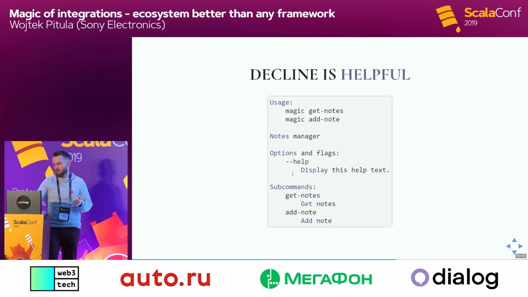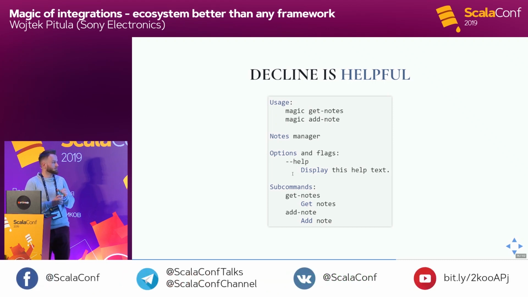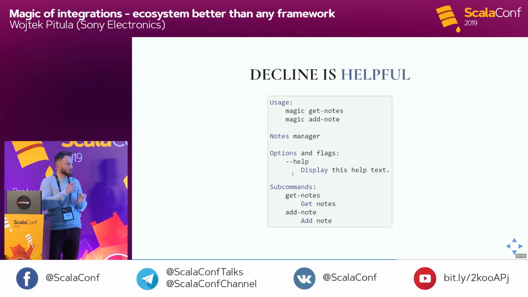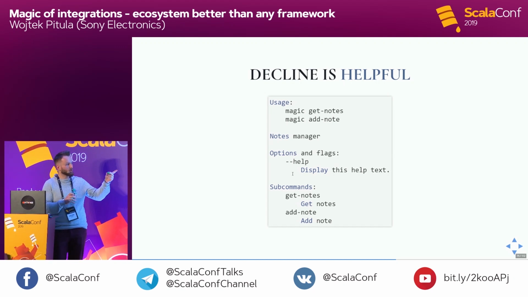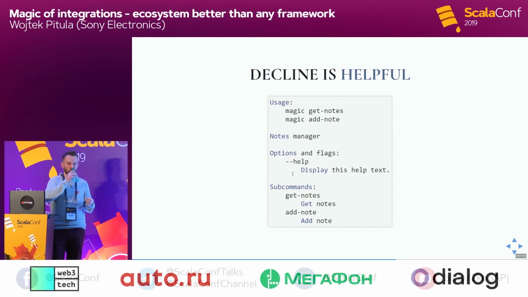Decline will also give you this help page for the user. So this is the main one, but if you go to the command, like magic get nodes --help, then it will have another page for the subcommand.